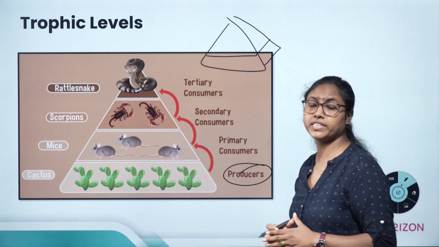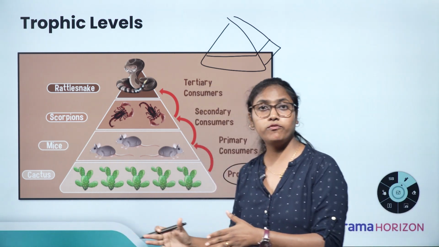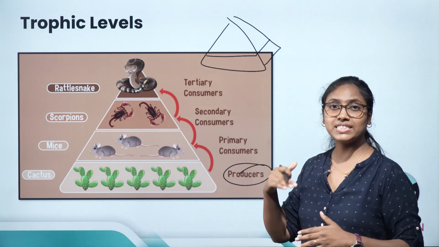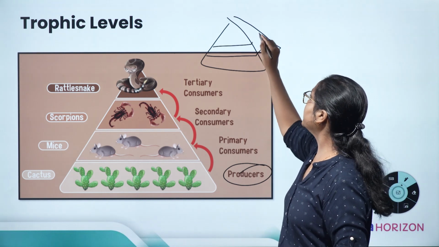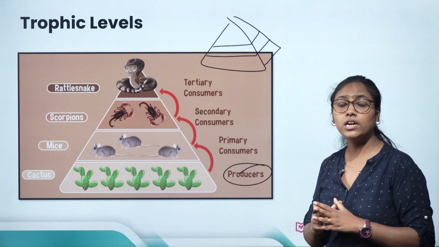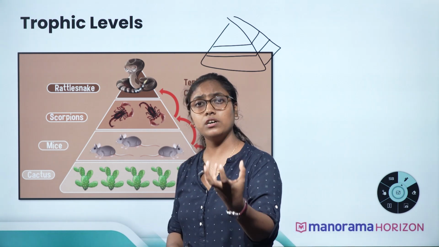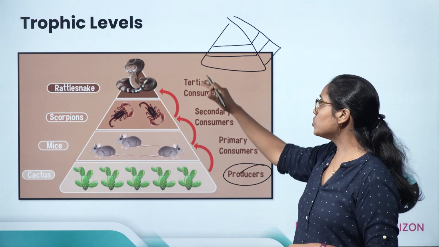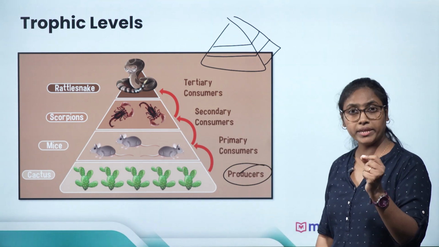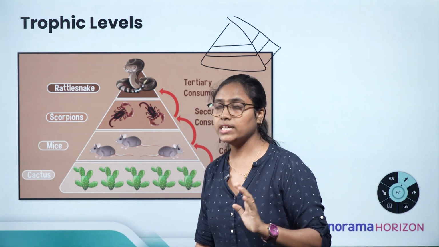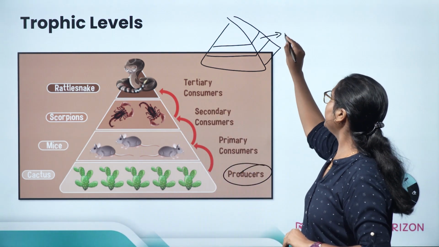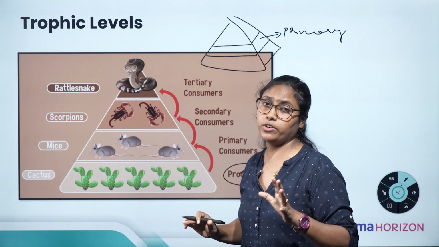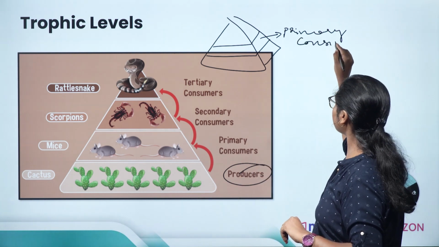In any food chain, whether it is a terrestrial food chain or an aquatic food chain, the base is always occupied by a producer. Now, the second level is occupied by herbivores because they are the ones who consume the producers. So, they occupy the second level in the trophic levels. We call them primary consumers, or the second trophic level. These primary consumers are always herbivores.